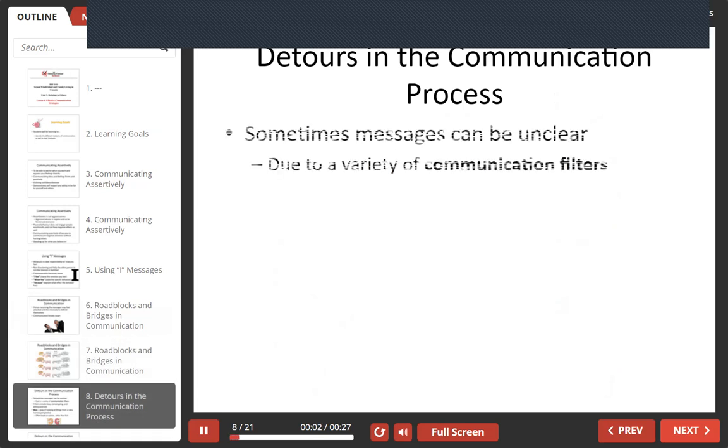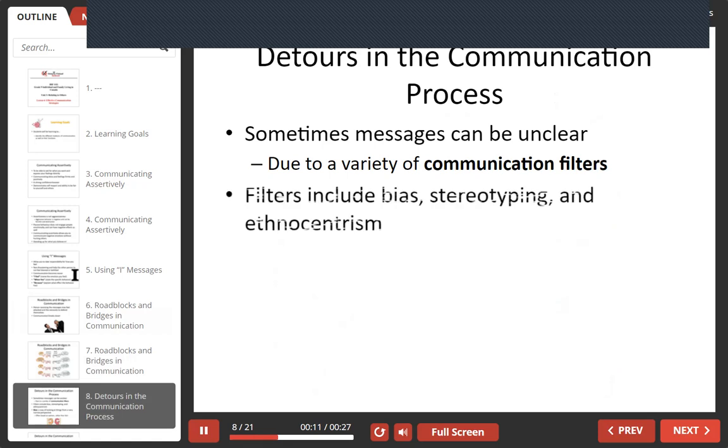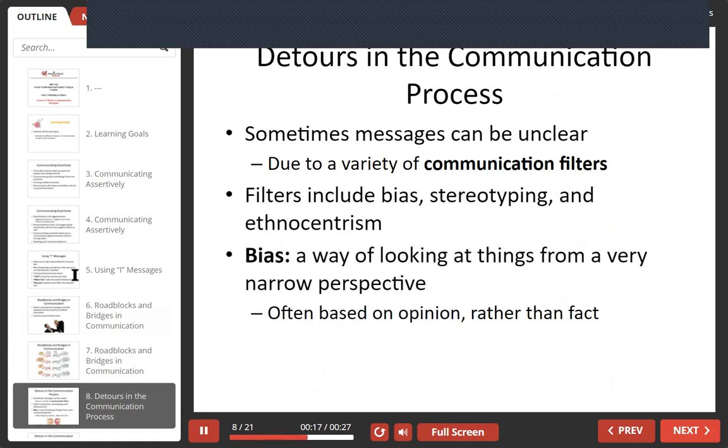Sometimes messages can be unclear due to a variety of communication filters. These are known as detours in the communication process. The filters include bias, stereotyping, as well as ethnocentrism. Bias is a way of looking at things from a very narrow perspective, where you're narrow-minded, and it's often based on opinion rather than fact.